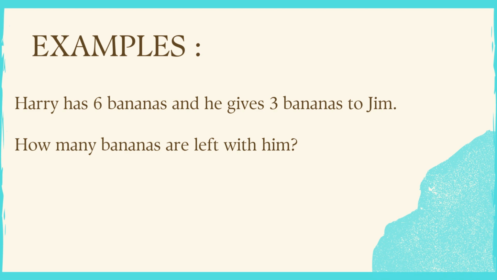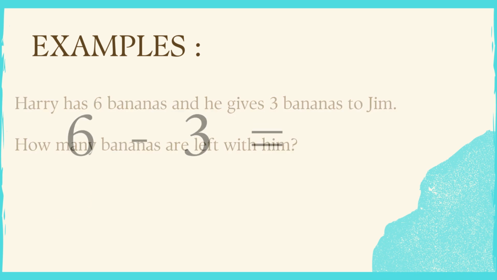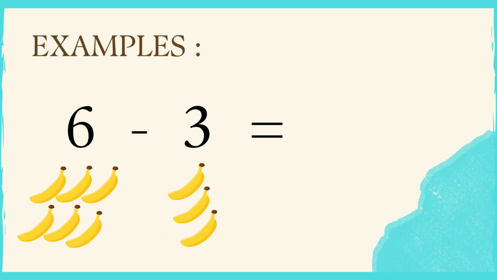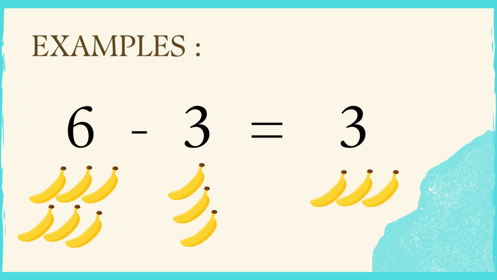Example number 2. Harry has 6 bananas and he gives 3 bananas to Jim. How many bananas are left with him? 6 minus 3 equals 3.